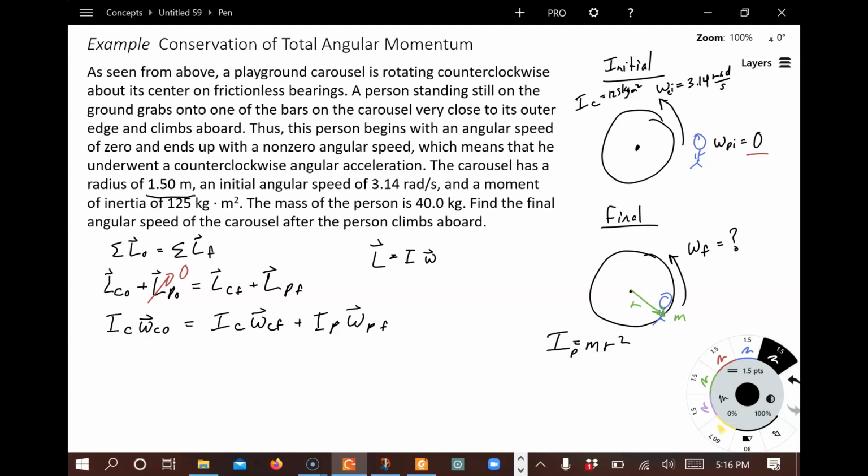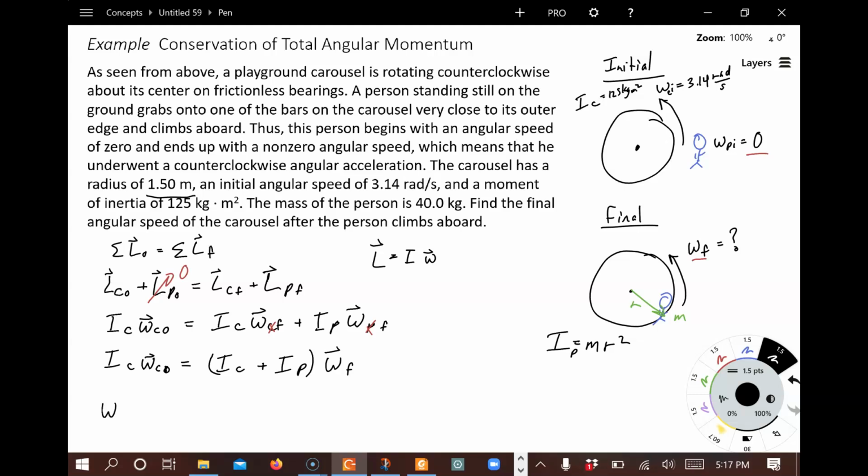But in fact, the final is the same for both since they're rotating together, so we can just call it omega F as we did before. And if we do that, we can do a little bit of math here to simplify this equation. Let's factor out omega final. So I'm going to be left with I C plus I P for the person, and we factored out that final angular velocity. Finally, we're trying to solve for that value, so let's go ahead and do it.